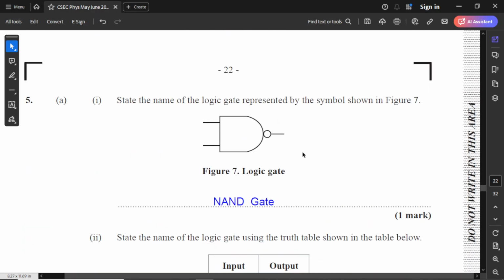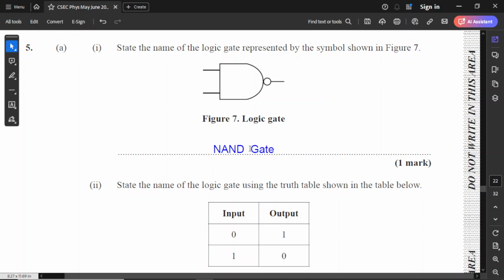Number 5, we're almost there. Now, for number 5, A1 is to state the name of the logic gate represented by the symbol shown in figure 7. And this is a NAND gate. And just to note what a NAND gate is, it means not and.